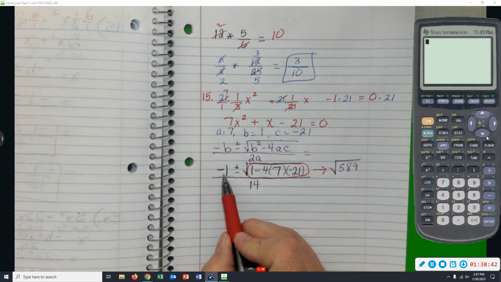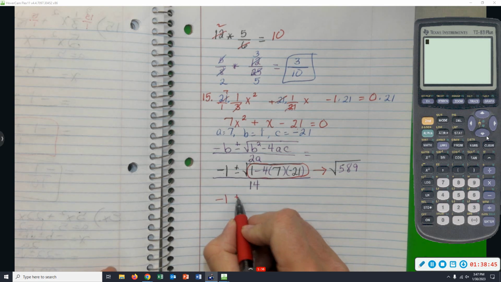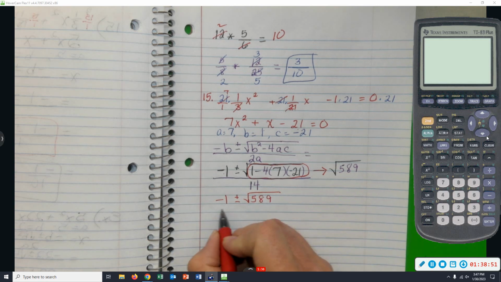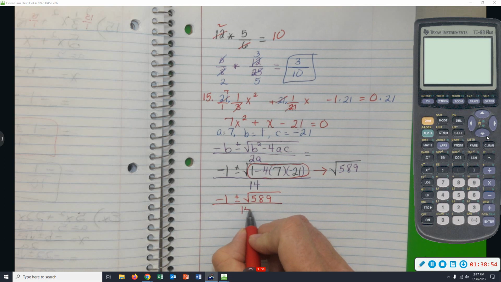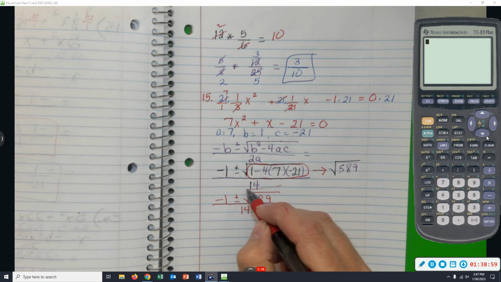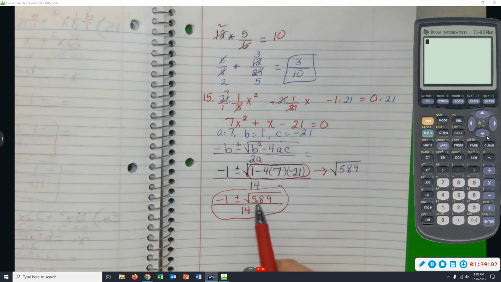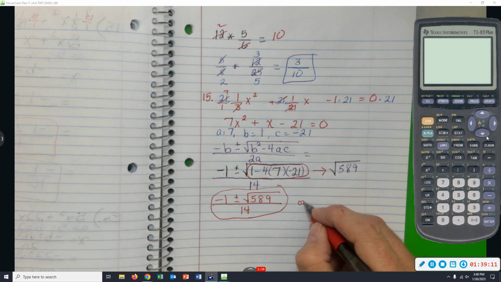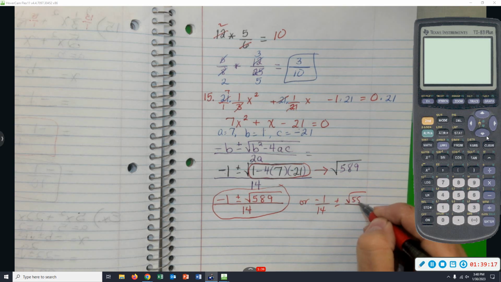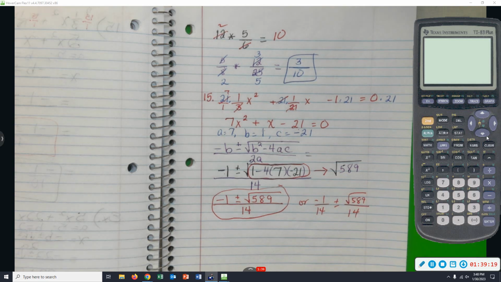So we have negative 1 plus or minus the square root of 589, all over 14. If you want to separate it, one thing you cannot do, even if it could, is divide 589 by 14. Or negative 1 over 14 plus or minus the square root of 589 over 14. However you want to type it in.